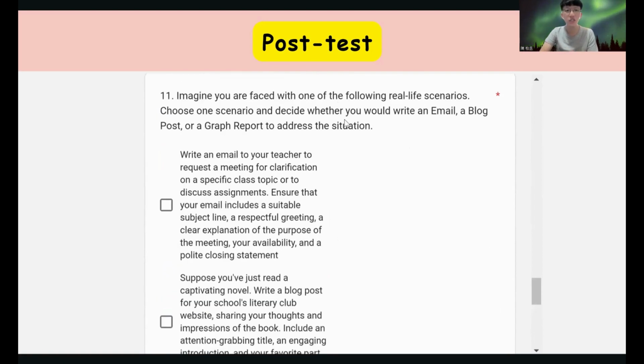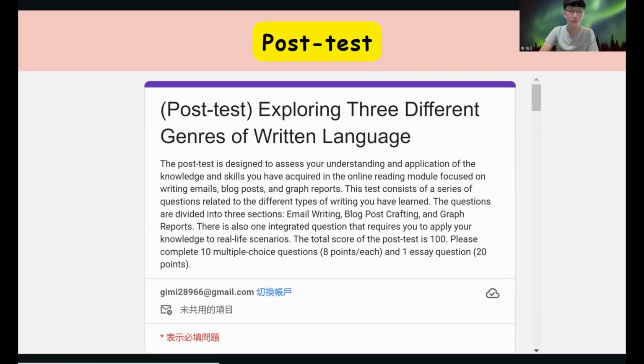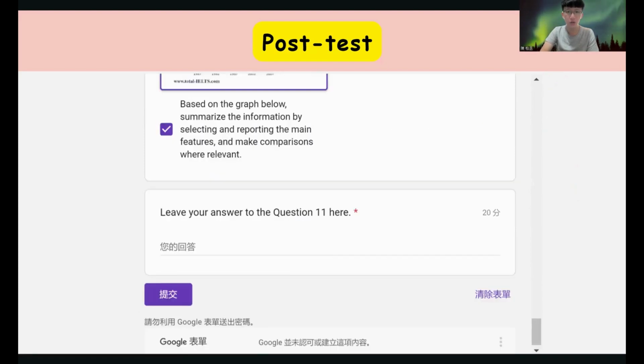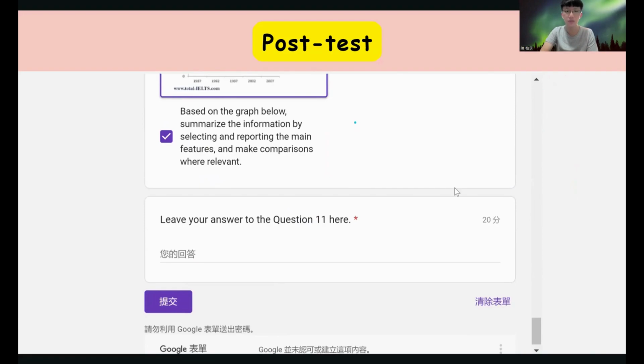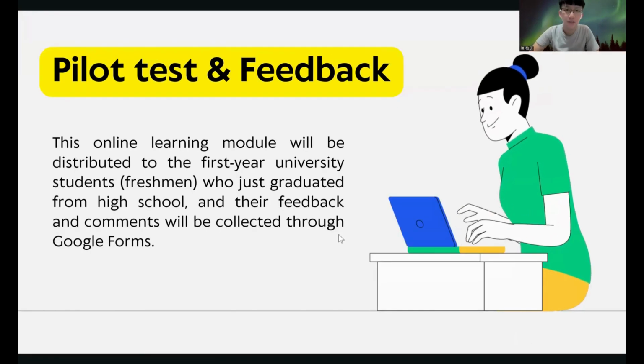So let's ask that, imagine you are faced with one of the following real-life scenarios. Just choose one scenario and decide whether you will write an email, a blog post, or a graph report to address the situation. Okay. So this part will have 20 points.